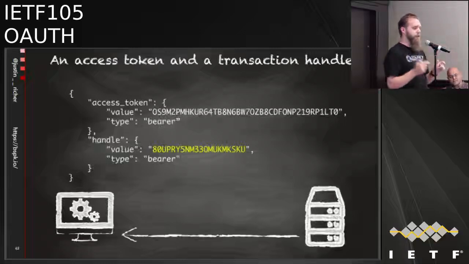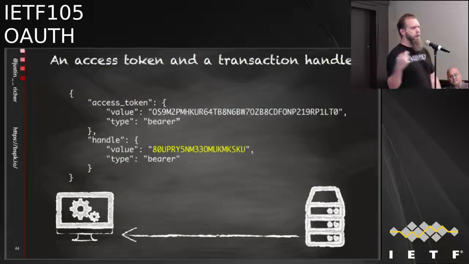The access token itself can also come back with a transaction handle. And why would we want to do that? Well, in OAuth 2, we decided that access tokens can now expire, and so we had to invent this weird thing called a refresh token, which was kind of a bearer token, but kind of not, and only in some circumstances and stuff like that.